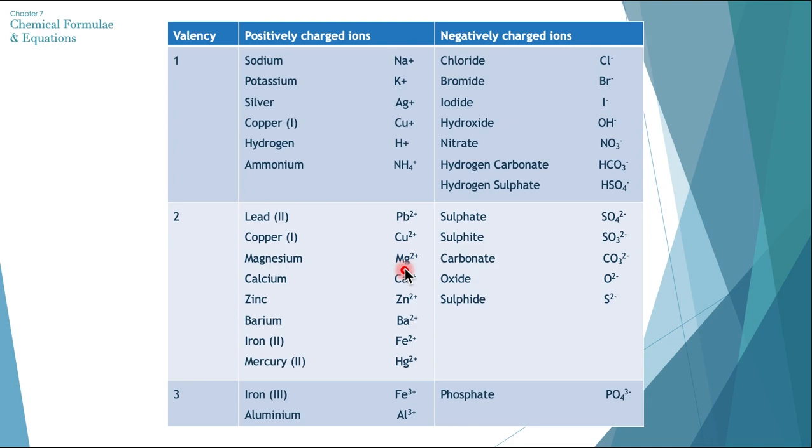Now what we're going to do is balance out these charges. So you should know whether they are balanced already or not. If the positively charged ion has a charge of 1 positive and the negative charged ion also has a charge of 1 negative, then they're equal.